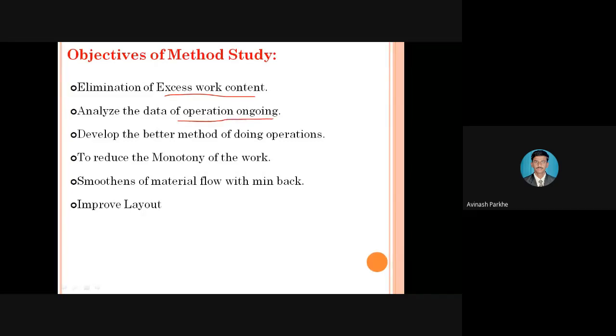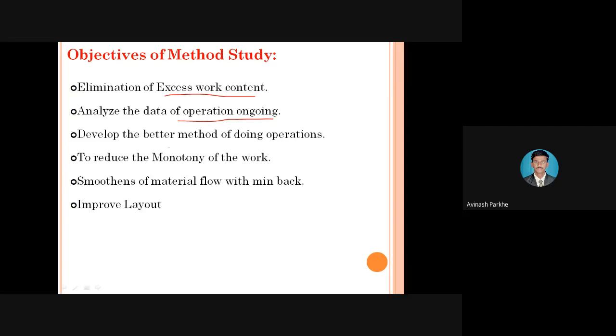Whatever process is ongoing, if any production is going on that is converting the raw material into finished goods, at that time we have to implement some recording techniques in order to collect the data, and applying those recording techniques means we have to apply the concept of method study. So due to those recording techniques, you will get some standard data of that particular required operation.